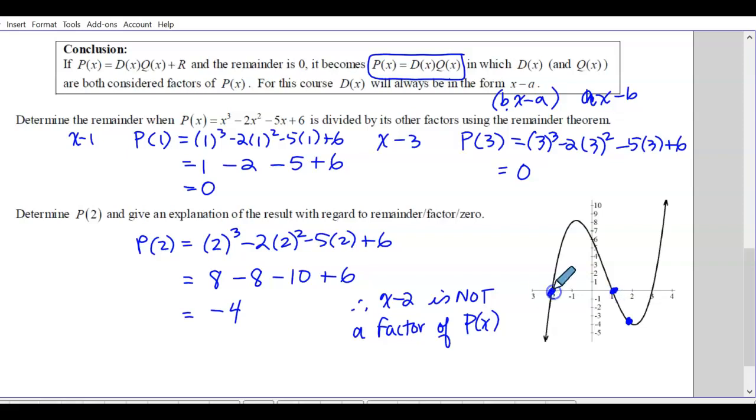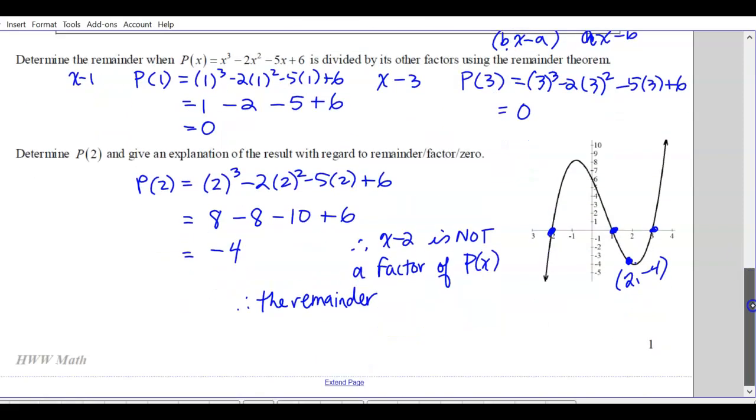x plus 2 is a factor. x minus 3 is a factor. Any other values, so x minus any of the other values, are not factors, and the remainder is whatever the y value is. So that point is (2, negative 4). So when we substitute 2 in, we get negative 4. That means x minus 2 is not a factor. It also means the remainder when dividing by x minus 2 is going to be negative 4.